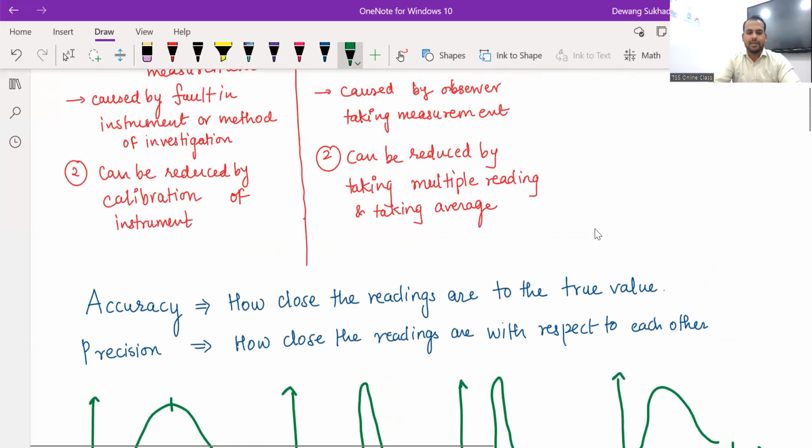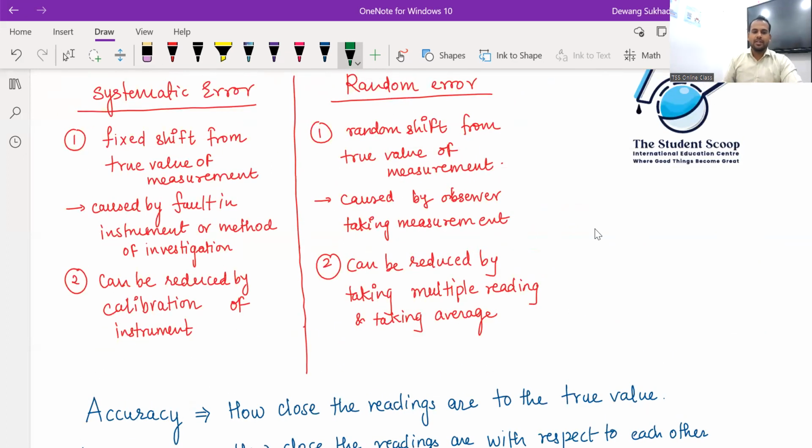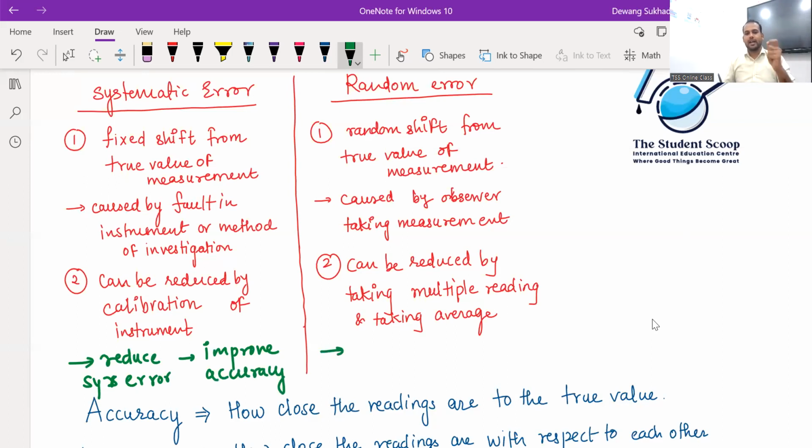Now, how are accuracy and precision related to systematic and random error? When you correct your instrument, you are correcting its accuracy so that you get closer to the actual value. So as you reduce systematic error, you are improving your accuracy. And as we reduce random error, we are improving our precision.